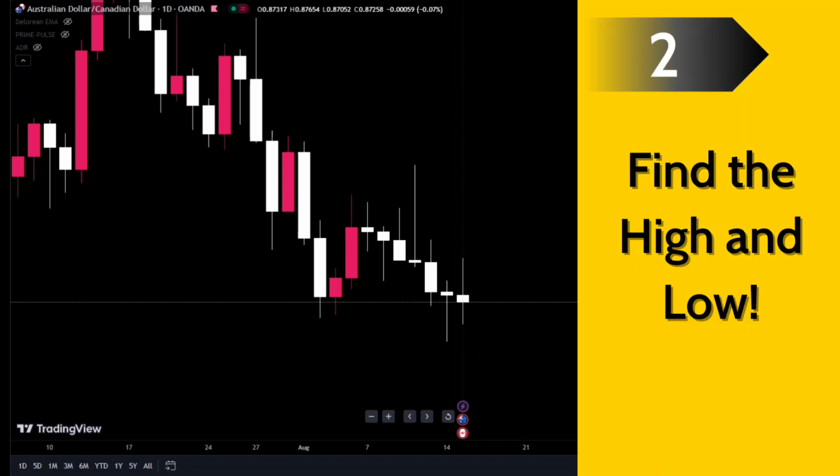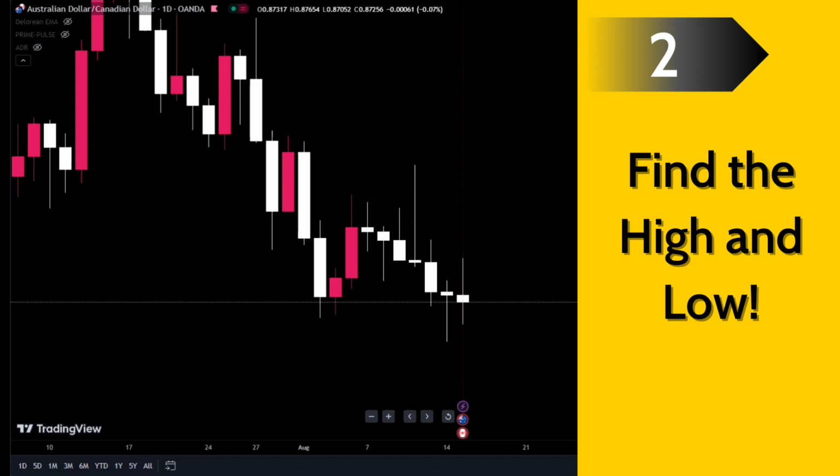Next, you want to find out the high and the low for each of those days. So you'll want to figure out the highest price or the high that the currency pair reached during that day and the lowest price or the low that it went down to in that same day.